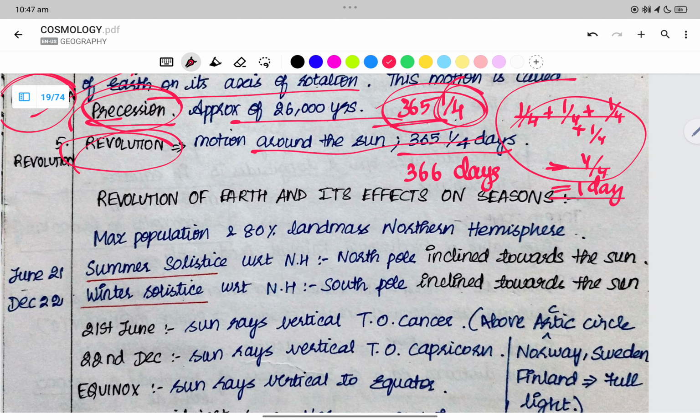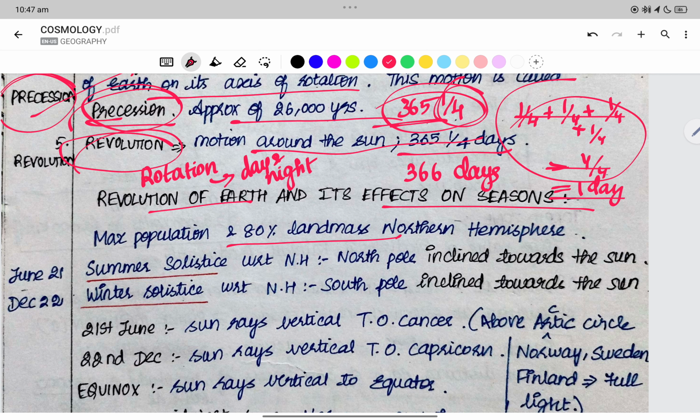Revolution of the earth gives us seasons. Rotation, we have to know what it gives: rotation gives day and night. So day and night are because of rotation, and revolution gives us seasons, right?